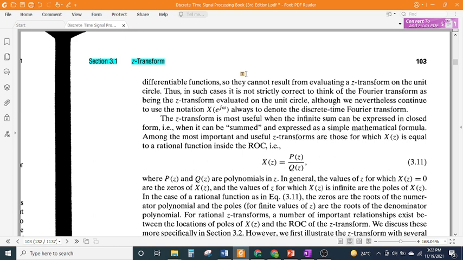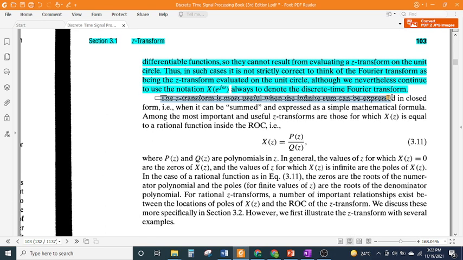Such sequences are not absolutely summable, and their Fourier transforms are not differentiable functions, so they cannot result from evaluating a Z-transform on the unit circle. Thus, in such cases it is not strictly correct to think of the Fourier transform as being the Z-transform evaluated on the unit circle, although we nevertheless continue to use the notation X(e^jω) always to denote the discrete-time Fourier transform. The Z-transform is most useful when the infinite sum can be expressed in closed form, i.e., when it can be summed and expressed as a simple mathematical formula.